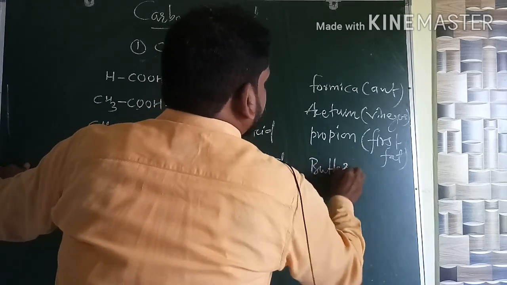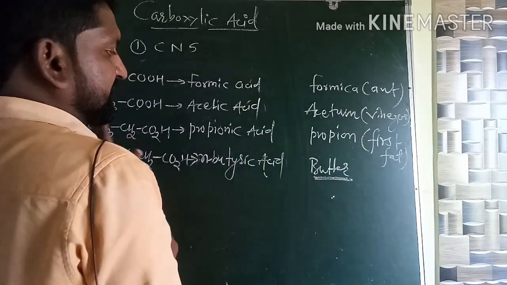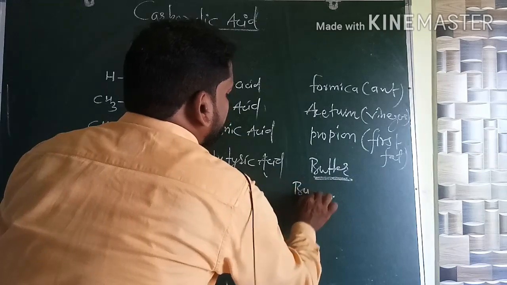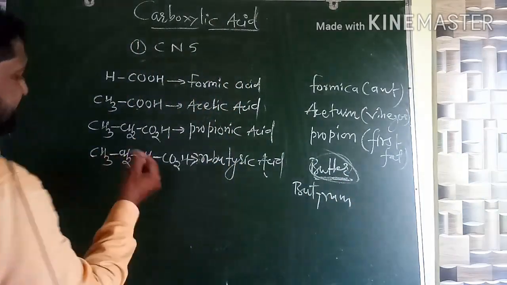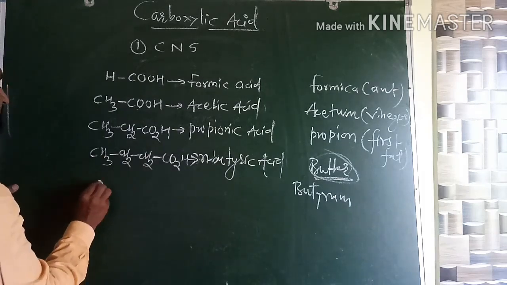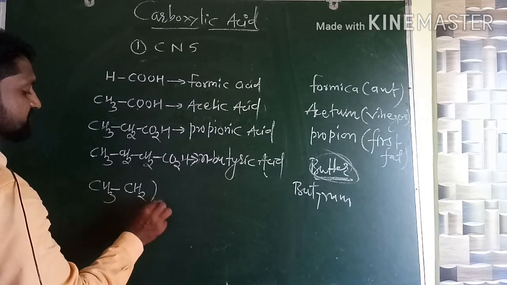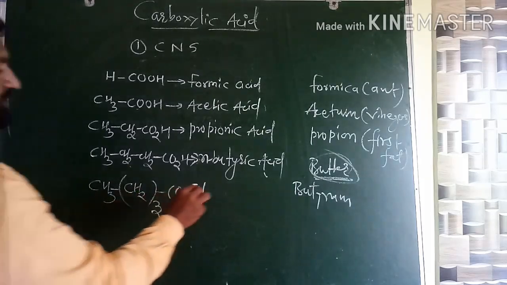Butter. It is found in butter, that's why it is n-butyric acid. Actually, the word is butyrum, which is nothing but your butter. Next, having 5 carbon atoms, CH3 (CH2)3 COOH. Okay, so directly I am writing like this. Total how many? Okay, so what is this?